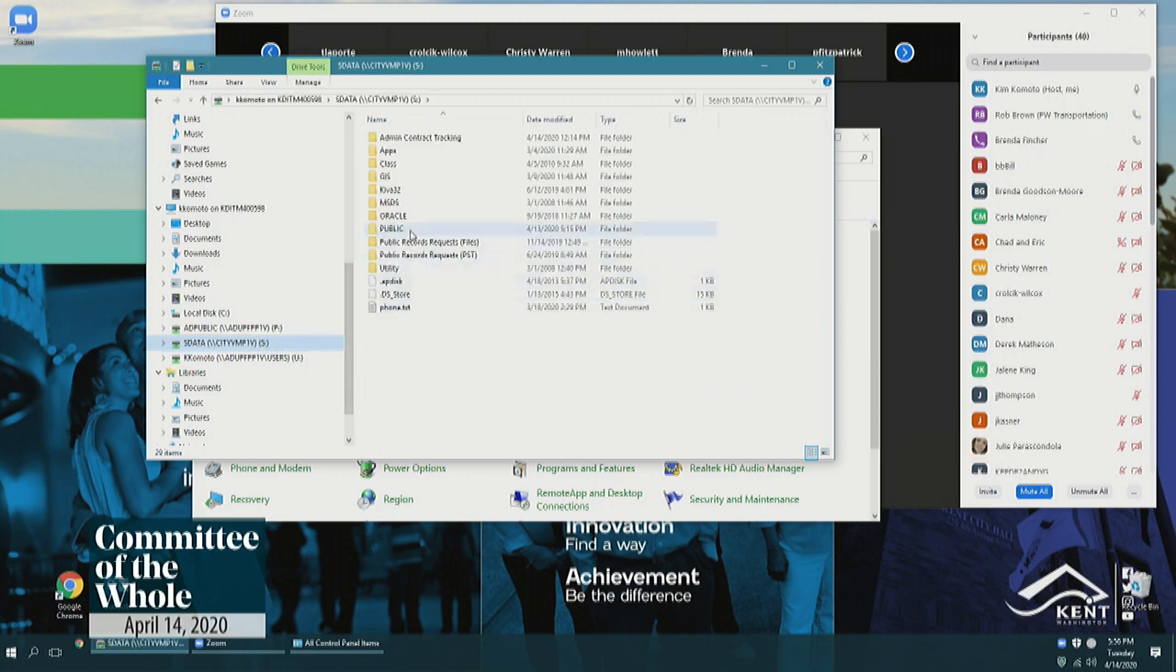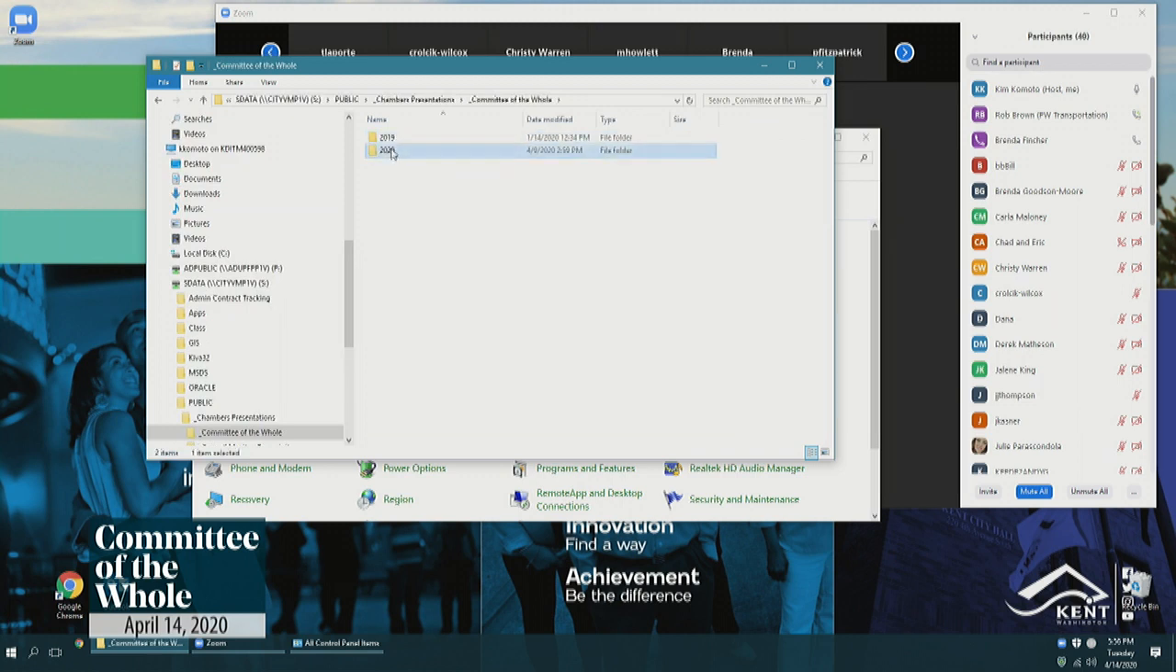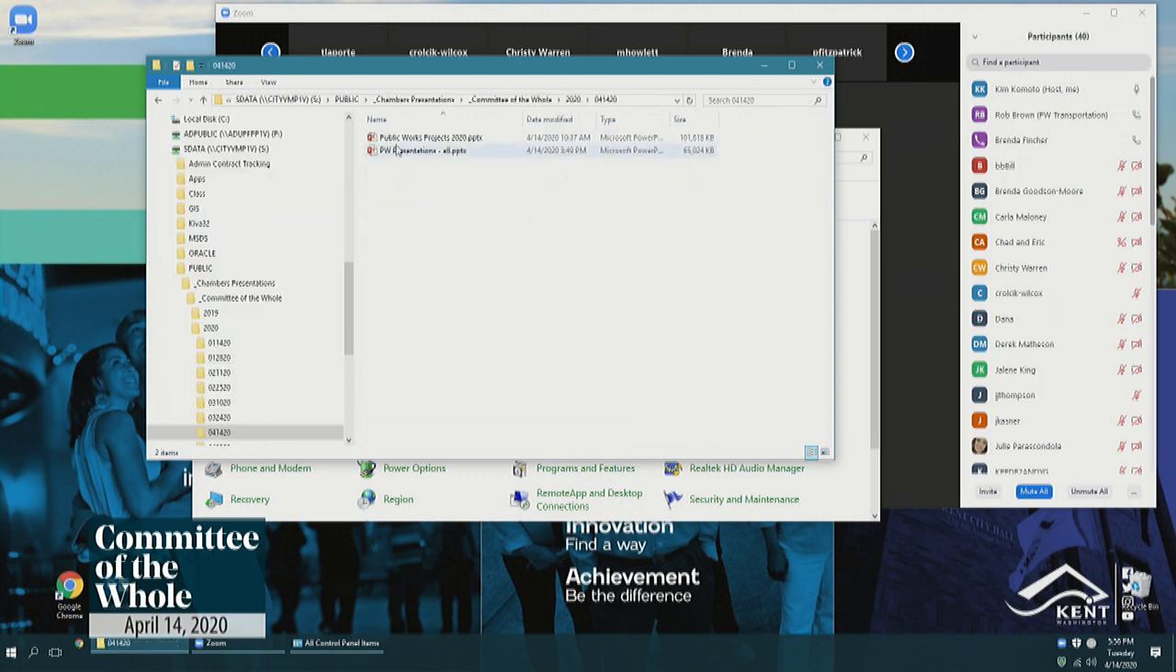My name is Rob Brown. I am the Transportation Engineering Manager for Public Works. And this afternoon, I would like to discuss some proposed parking code modifications with the council and get your feedback on your feelings on these.